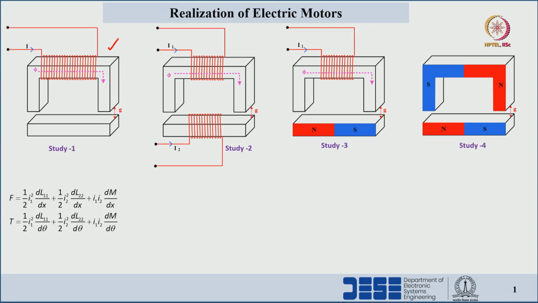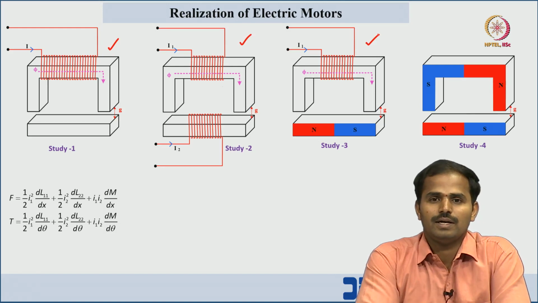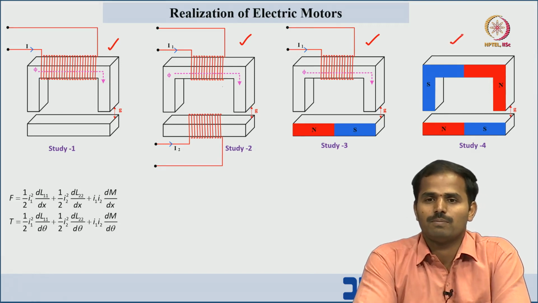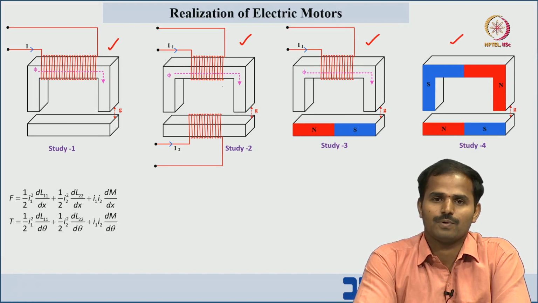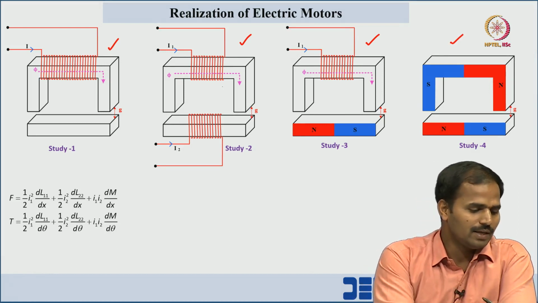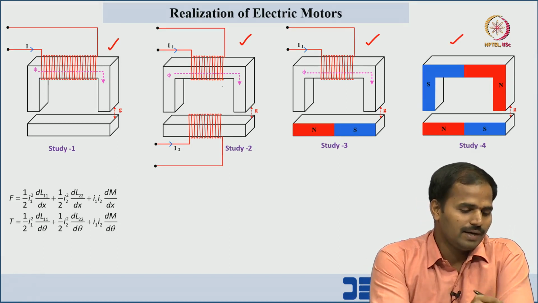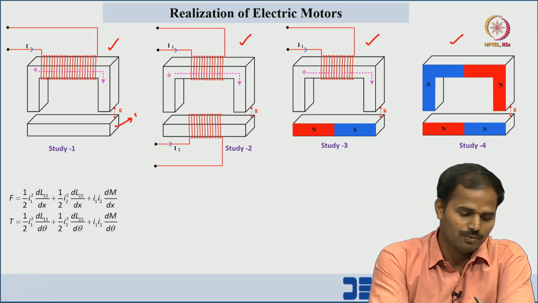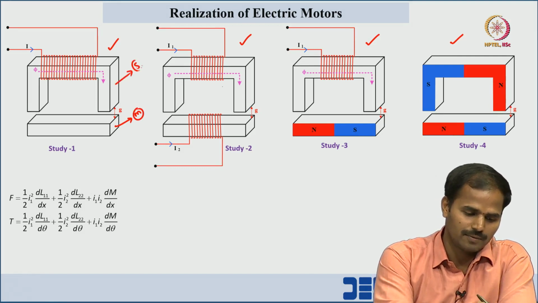Study 1 is magnetic circuit with single excitation. Study 2 is magnetic circuit with multiple excitations. Study 3 is magnetic circuit with permanent magnet as well as electromagnet. In Study 4, permanent magnets are on both sides. If we look at Study 1, on one side we have the electromagnet, and on the other side the moving I bar. This is the moving one and this is stationary.